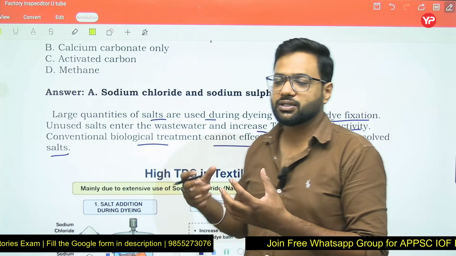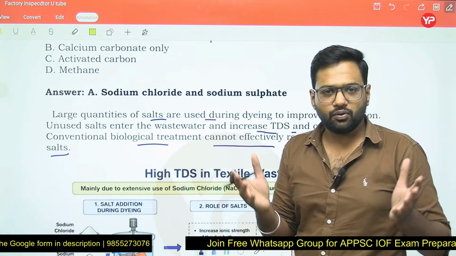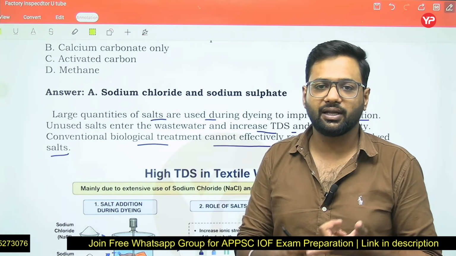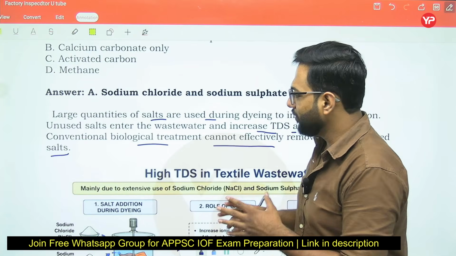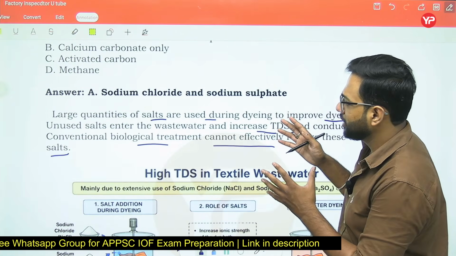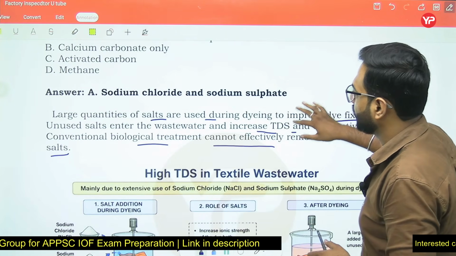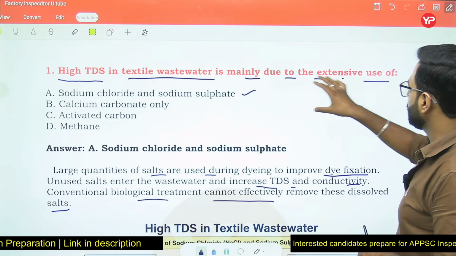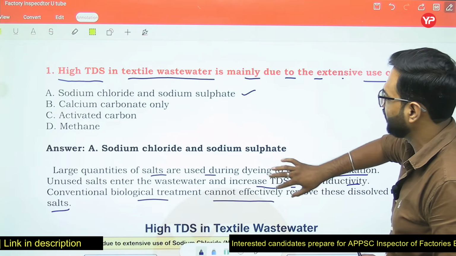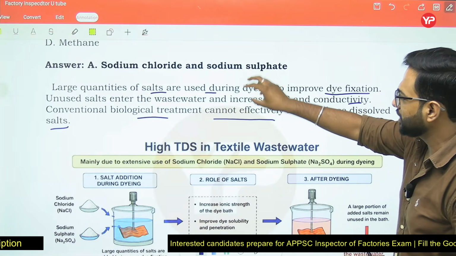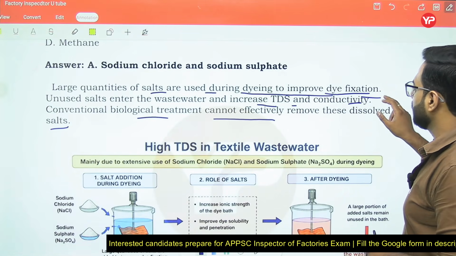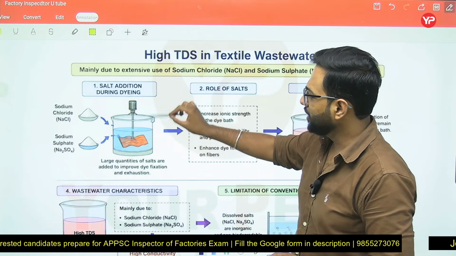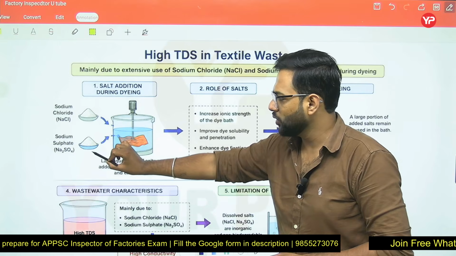If you want to remove these dissolved salts, we have different technologies and methods. For example, you can use reverse osmosis, ultrafiltration, or nanofiltration to remove salt concentrations from the water. So the high TDS in textile wastewater is mainly due to the extensive use of sodium chloride and sodium sulfate, which are used during dyeing to improve dye fixation. Here we add salts like sodium chloride and sodium sulfate during the dyeing.